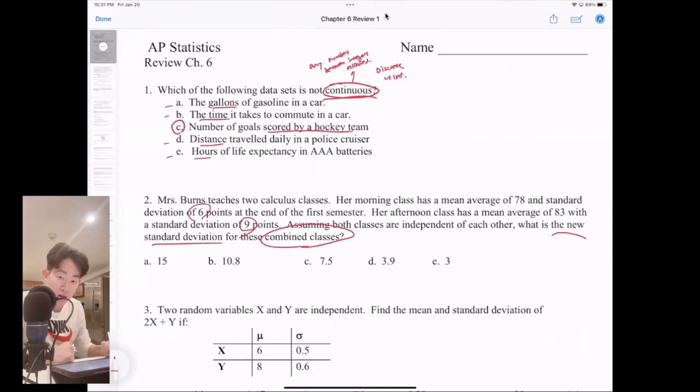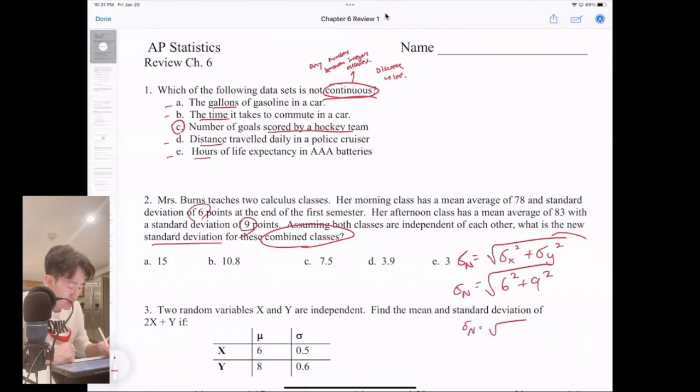Now, the formula for combined standard deviation is the square root of the first variable's standard deviation squared, or we call it the variance, plus the variance of the second, the standard deviation squared. And when you add them and square root it, that gives you the combined standard deviation of the new variable. So we do 6 squared plus 9 squared, and we square root that. When you type into your calculator the square root of, I believe, 36 plus 81, yes? So that should be 117. And that should be B for this question.